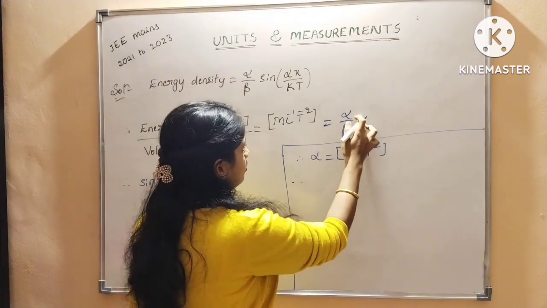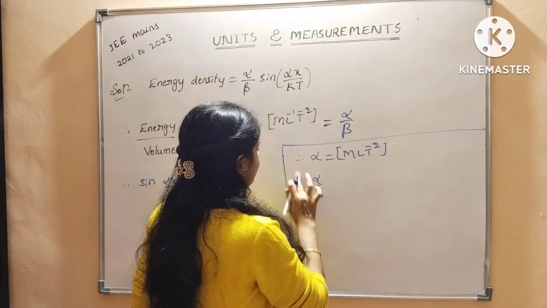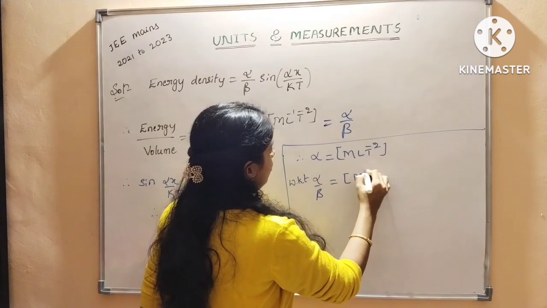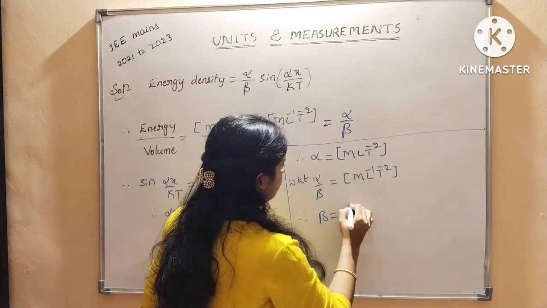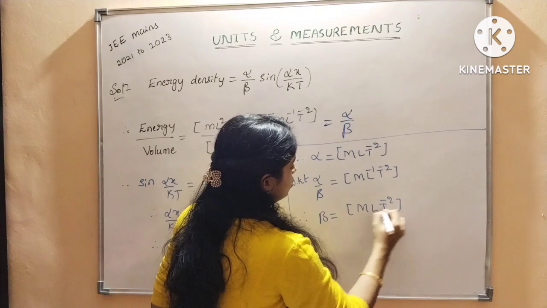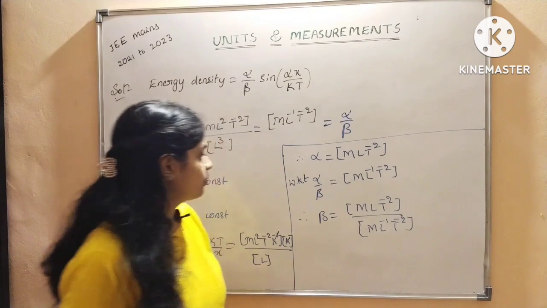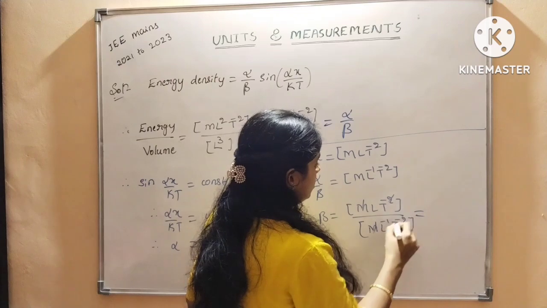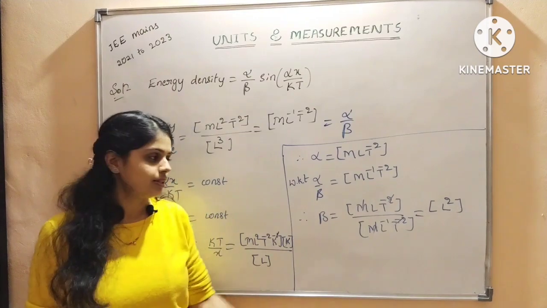Therefore, we know alpha by beta equals m, L power minus 1, T power minus 2. Therefore, the dimension of beta equals m L T raised to minus 2 by m L power minus 1 T raised to minus 2. m cancels, T power minus 2 cancels, remaining is L square. This is the dimension of beta.